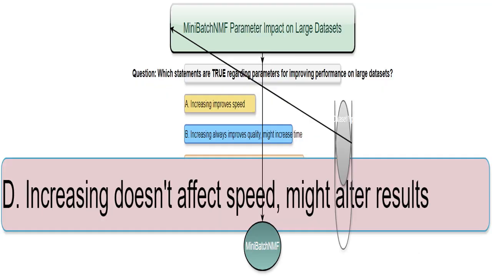This statement is about the RANDOMSTATE parameter, which controls the randomness in the algorithm's initialization. I see that changing it does not change the computational speed. But, because of the random nature of the algorithm, it will likely lead to slightly different results each time you run it.